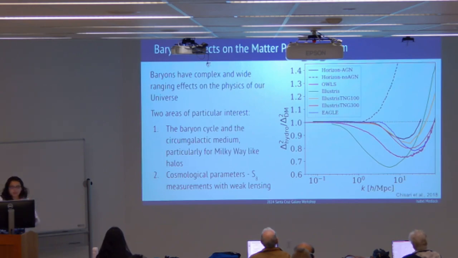In particular, we're interested in two areas: Milky Way like halos, the baryon cycle and CGM, and then more broadly, cosmological parameters, specifically the S8 tension with weak lensing.